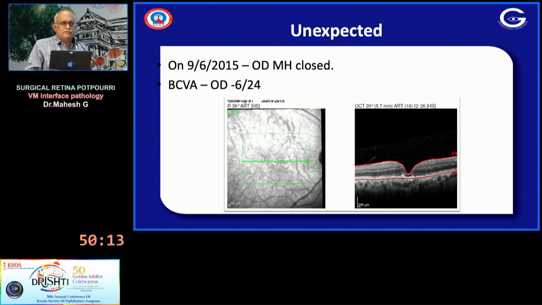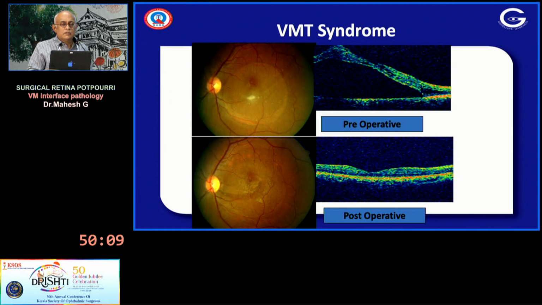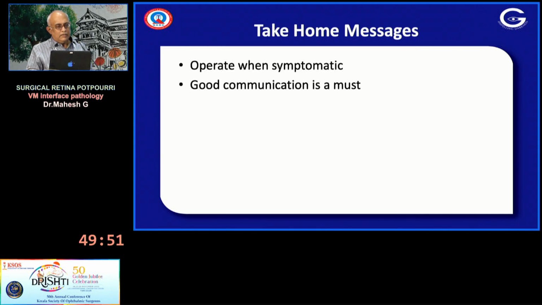This sort of variable outcome is very common in VMT, which mandates good communication with the patient. That is a challenge in these cases: when to select the cases in VMT, when to operate, and what can be expected from the treatment. But some cases like this do very well. There is a VMT, preoperative and postoperative, and the patient has done quite well. So operate when the patient is symptomatic, and good communication is a must. This is what I want to stress in VMT cases.